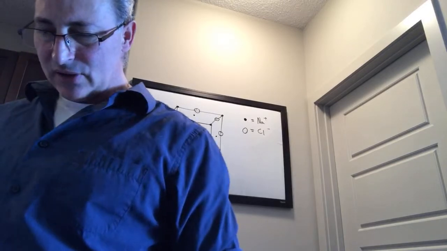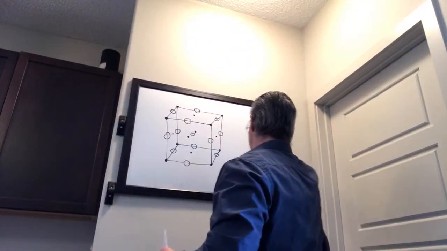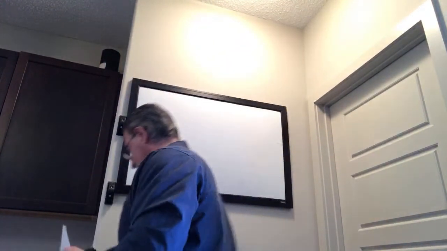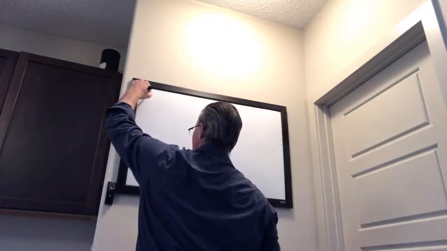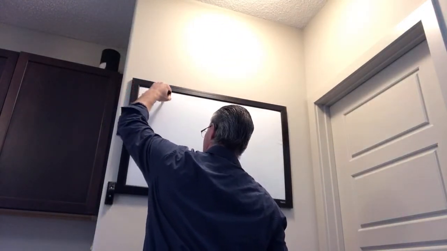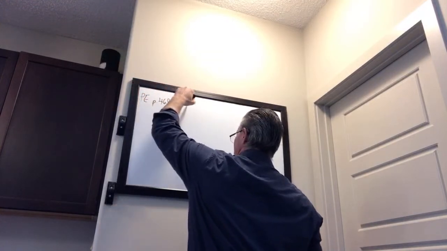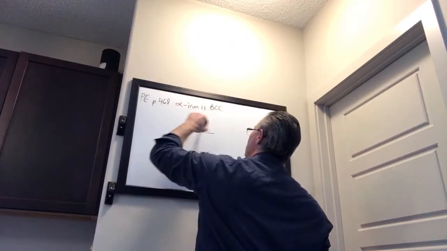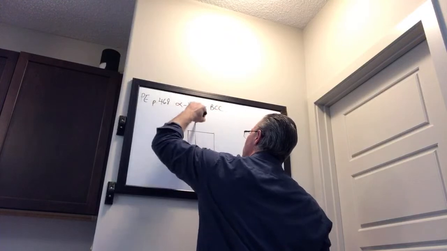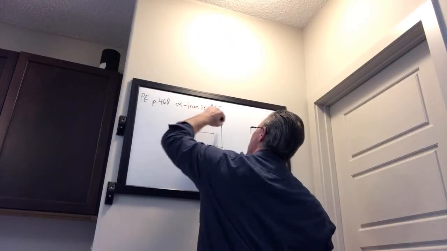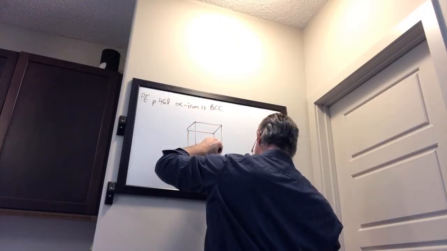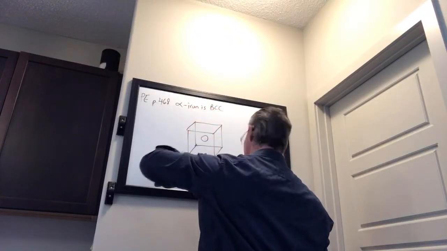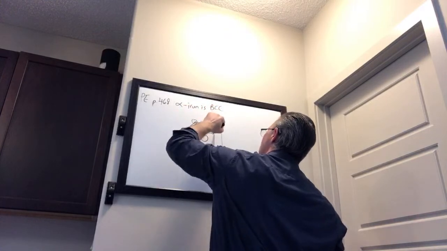It's a body-centered cubic. Okay, so in a body-centered cubic cell, this is practice example on page 468. So alpha iron is body-centered cubic, BCC. Draw your crystal. Your unit cell, I mean. And body-centered cubic means there's an atom right at the center of the unit cell and one on each vertex.